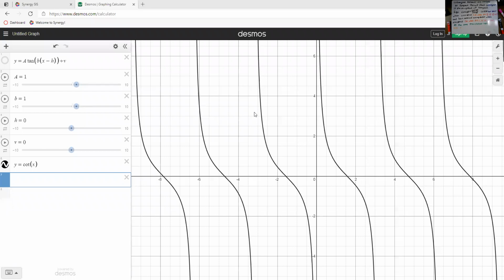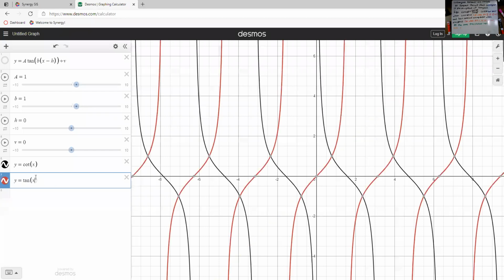Note that cotangent is decreasing along the entire x-axis. Note that cotangent is always going down, and tangent is always going up. So as I walk left to right, cotangent is going down and tangent is going up.